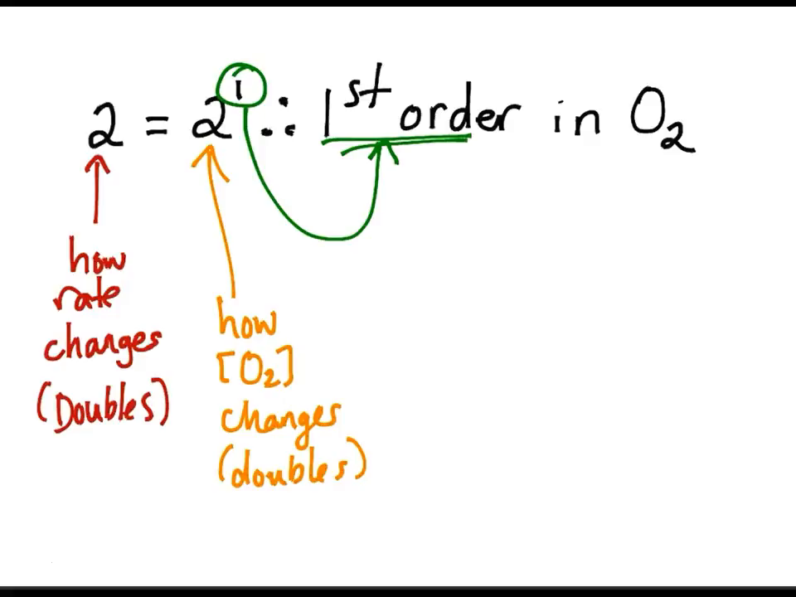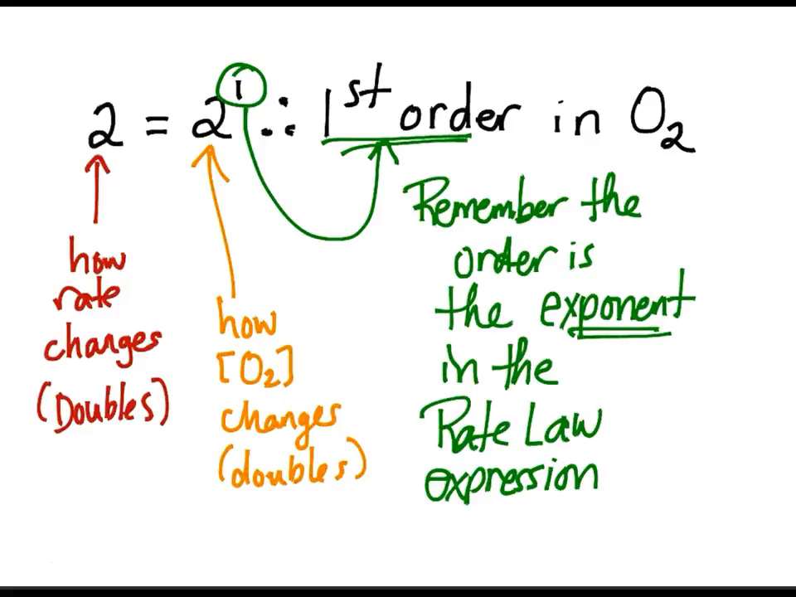So that 1 means it's first order. That's the order. Remember, the order is the exponent in the rate law expression. It'll be 0, 1, or 2.